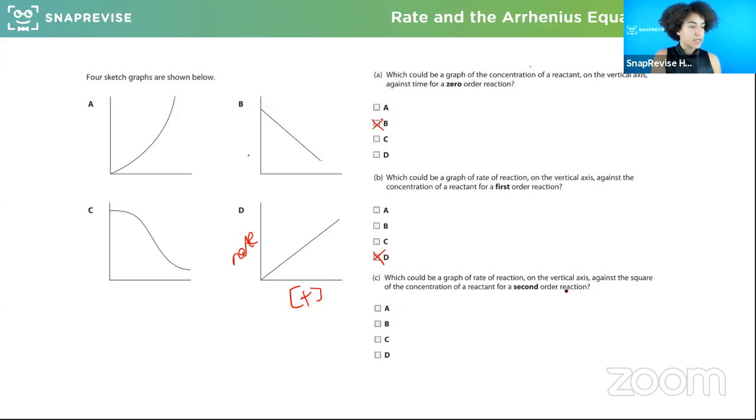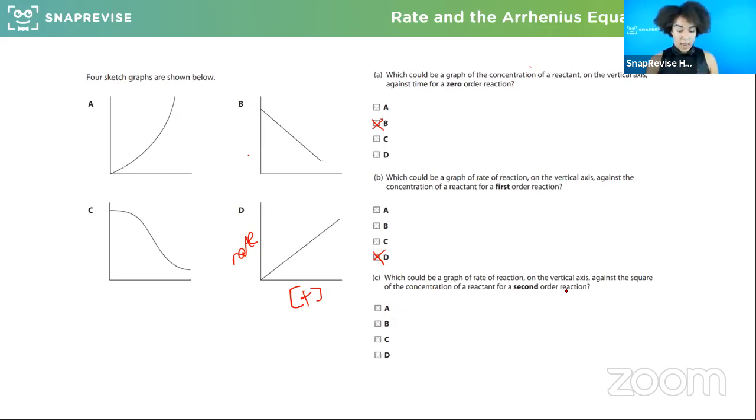What if it's against time? So Aisha, I really think you should watch the web class from last Thursday, because that covers all of that. Last Thursday we covered time concentration graphs, and this time we're covering rate concentration graphs, which is today. So if you watch the other one after this, you should have good comparisons.